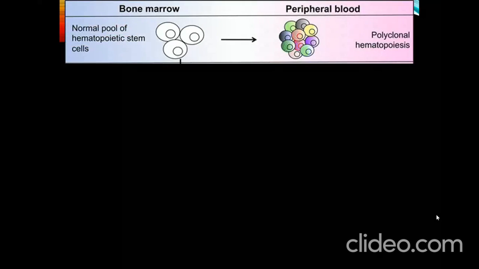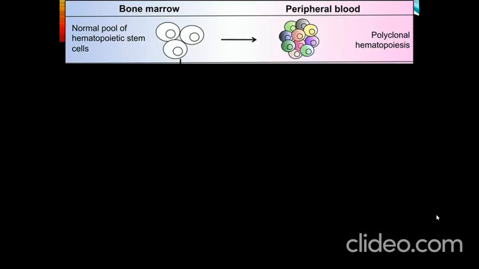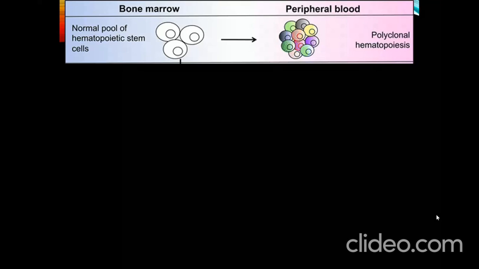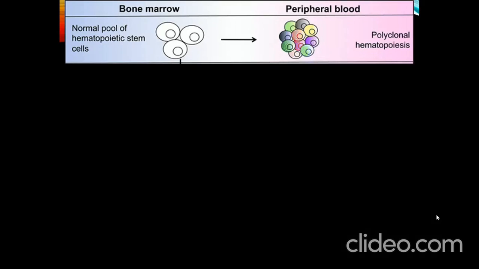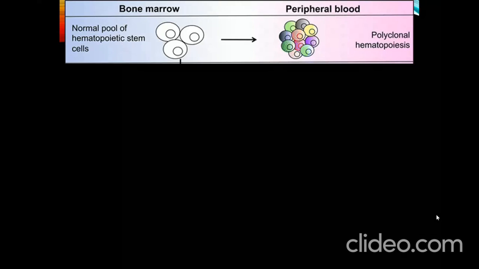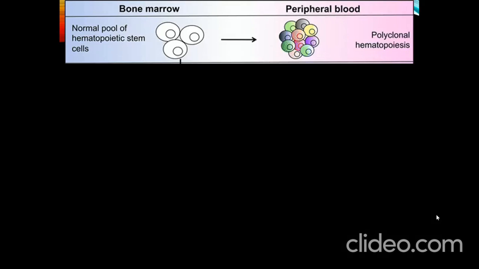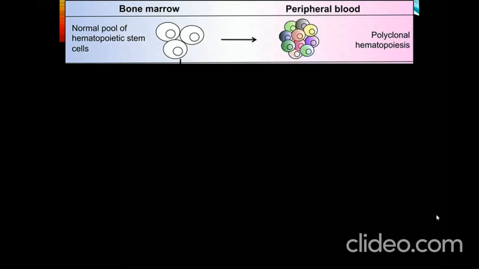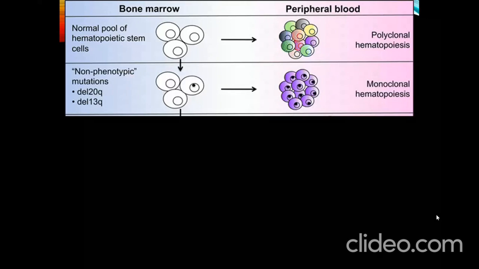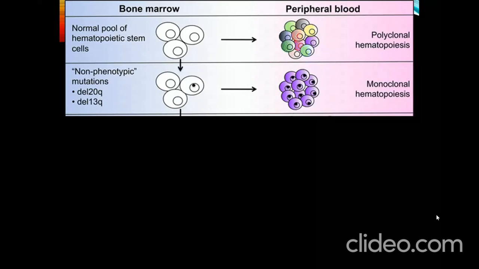So let us try to get a basic idea of the pathogenesis behind the myeloproliferative neoplasms. We can see that normally there is a normal pool of hematopoietic stem cells, which further undergo polyclonal hematopoiesis. That is, each stem cell gives rise to various colonies or various series of progenitor cells, for example, erythroid or myeloid or lymphoid progenitors. But if there is a mutation, firstly let us consider a non-phenotypic mutation.